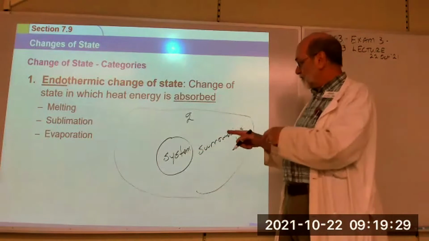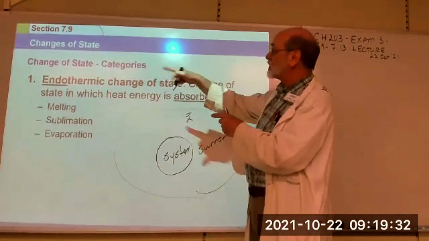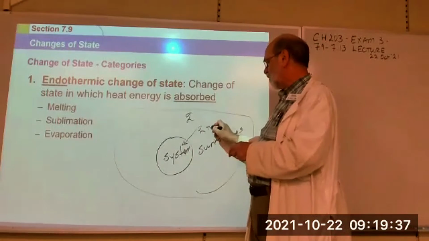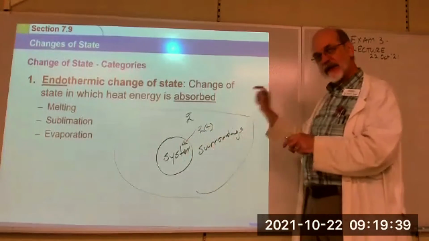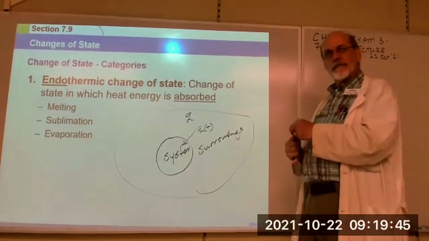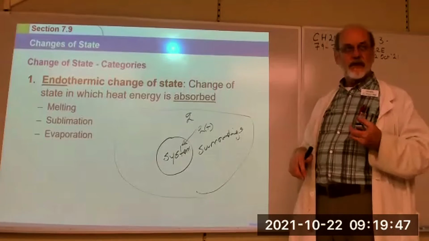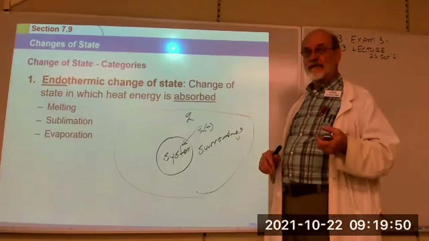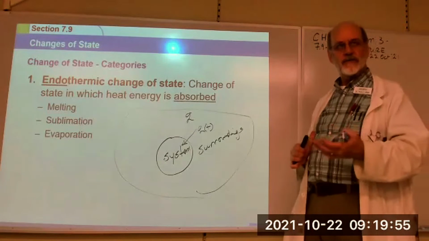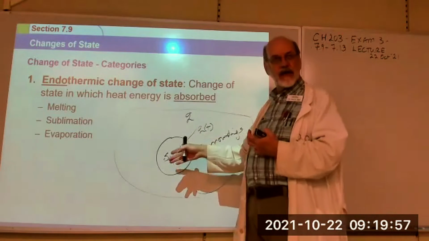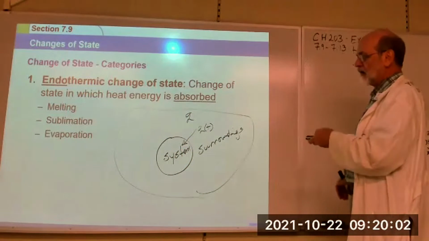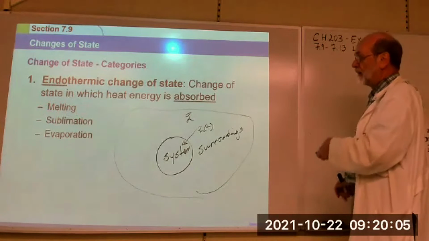Then if heat moves into the system, it's given a positive sign, and heat moving into the system is endothermic. So you have to define your system. What is your system? Well, sometimes it's easy and sometimes it's not. If you have an ice cube, that's easy. The ice cube is your system. So it absorbs heat and turns to liquid water. Melting, that's a good example.